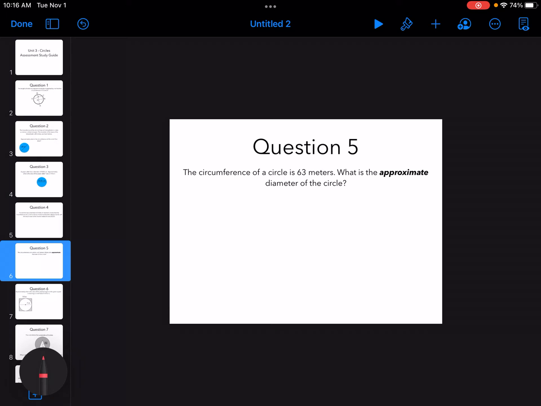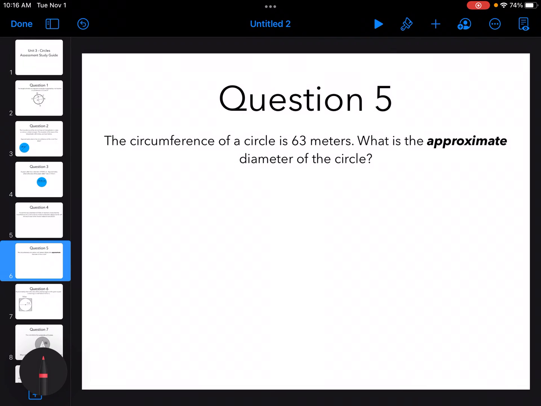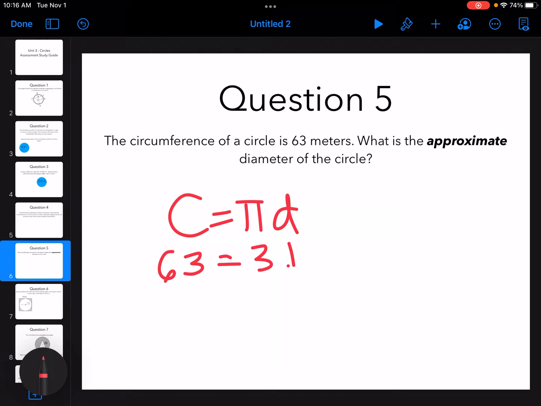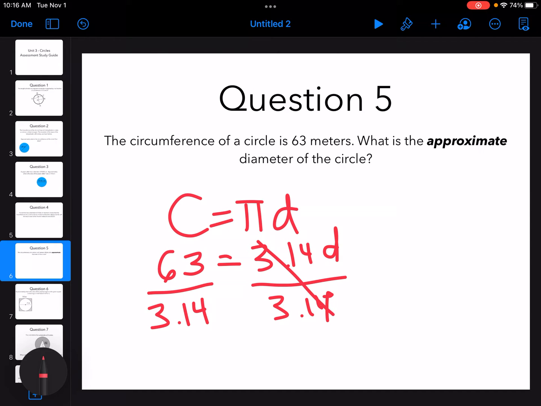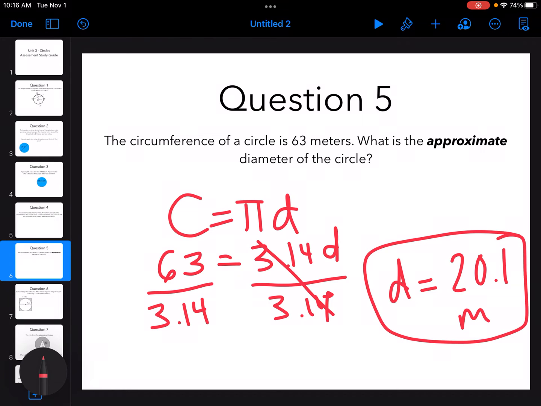All right, the circumference of a circle is 63. What is the approximate diameter? So I know C equals pi d. I know the circumference is 63. I know pi is 3.14. The diameter is, I don't know. So I'm going to divide by 3.14 on each side, just like I would with any one-step equation. And the diameter is, so 63 divided by 3.14 gets me 20.06. So 20.1, and that would be meters because diameter is a distance.